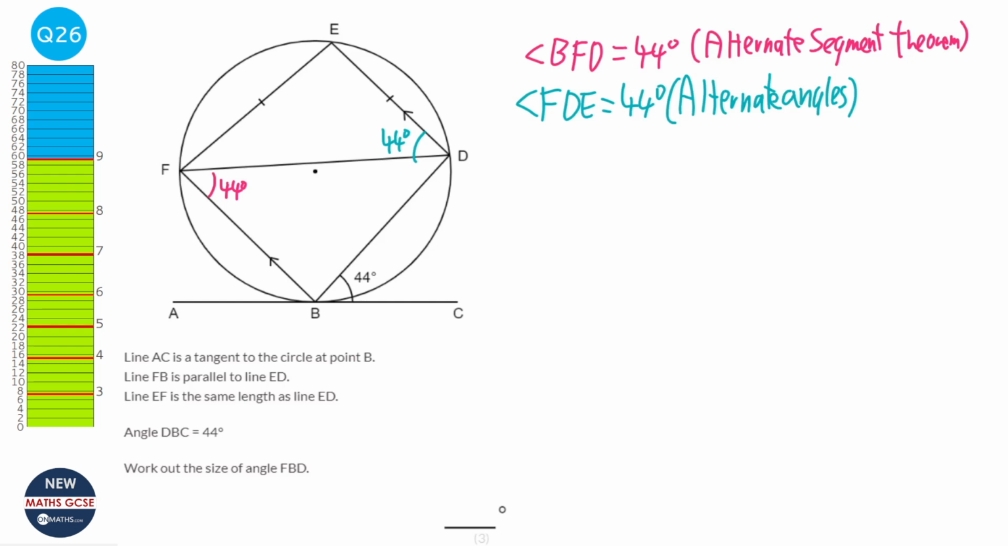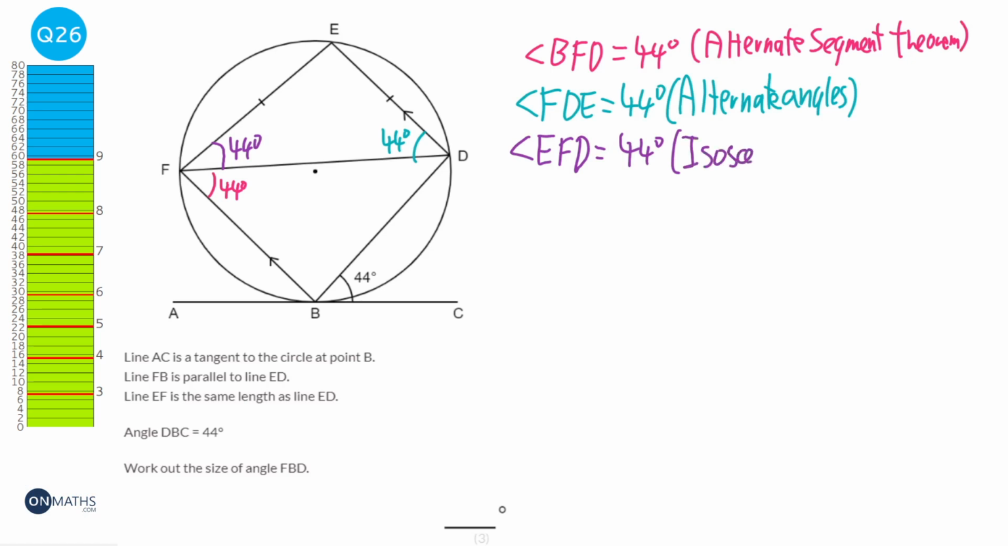Okay, next thing I notice is that we have an isosceles triangle here, and the bottom 2 angles in an isosceles, assuming that it's upright, are always equal. So this is going to be 44 degrees here, so angle EFD is also 44 degrees, and again we have to just say that it's an isosceles triangle. Just highlight the fact it's an isosceles triangle.